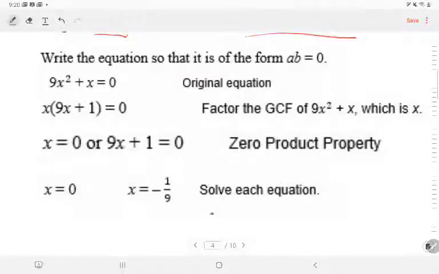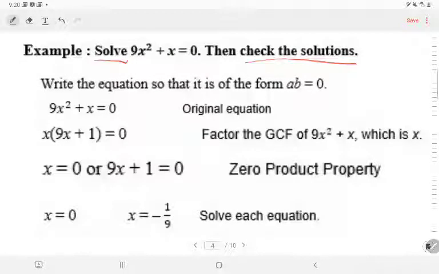So the first thing I want to do is factor out anything I can. Well, they both have an x. This would be 9 times x, and the other one is just an x. They both only have an x in common. So you can factor out an x. That would leave you with x times 9x plus 1 equals 0.